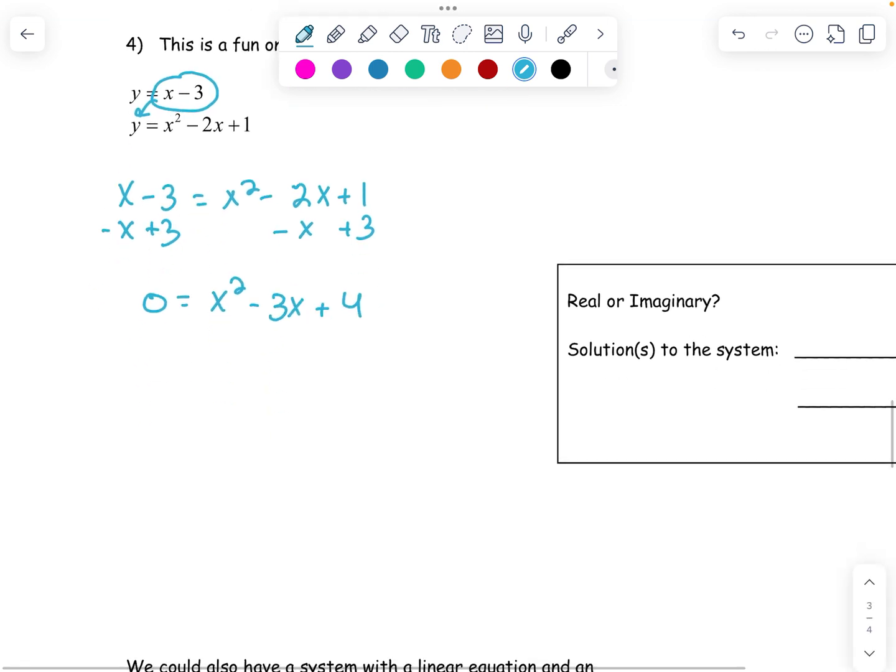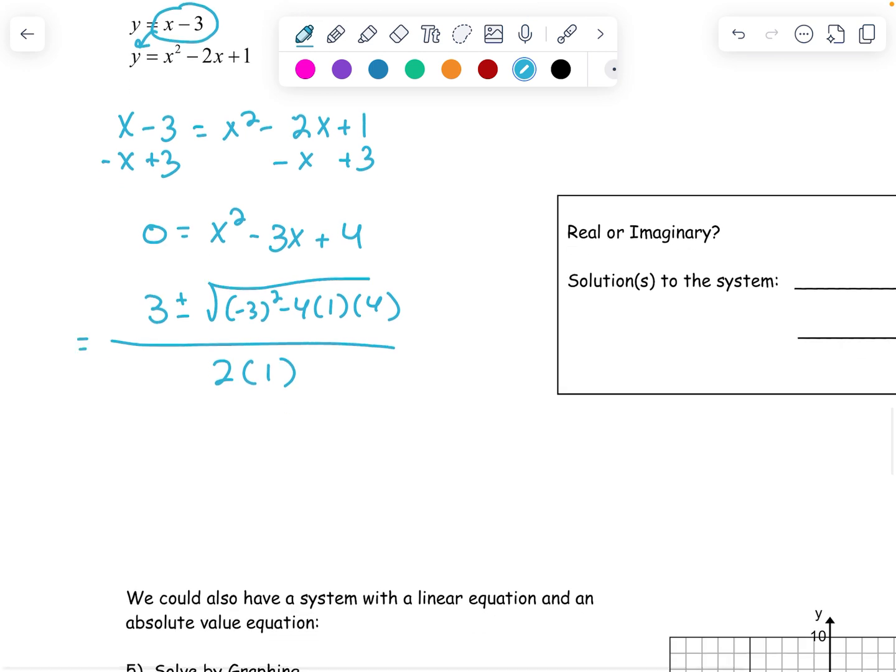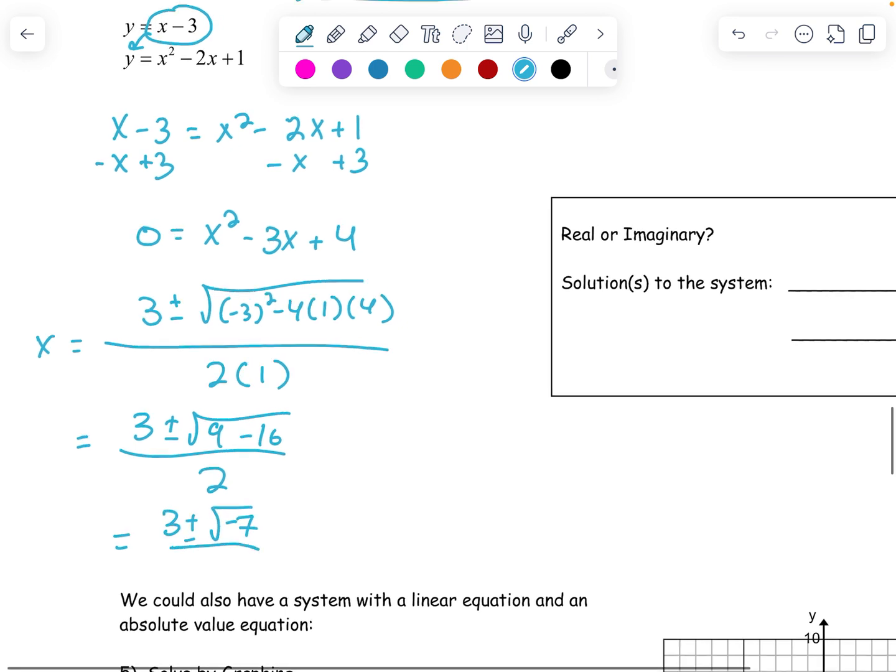Now we can use the quadratic formula since it's in standard form. So that's going to be the opposite of b plus or minus the square root of b squared minus 4 times a times c, all of it divided by 2 times a. And that is going to equal our x value. So this equals 3 plus or minus the square root of 9 minus 16, over 2, which is 3 plus or minus the square root of -7, over 2.